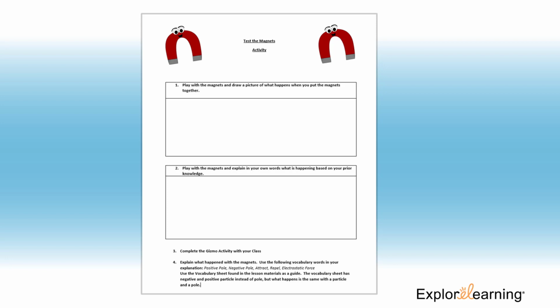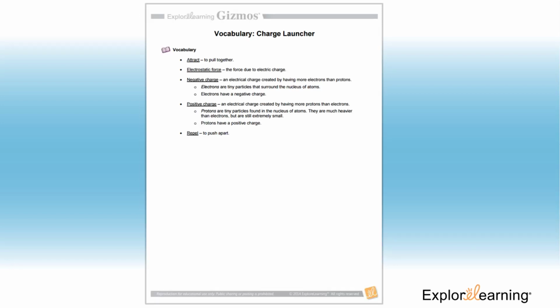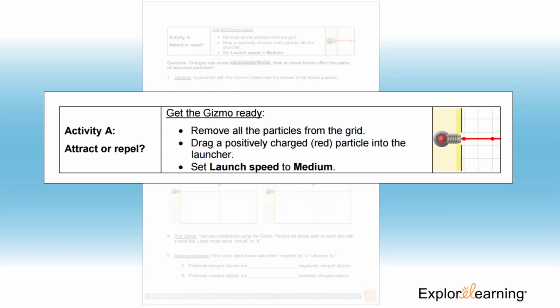After doing the gizmo, you can ask your students to write a paragraph describing what happened with the magnet, using the vocabulary sheet from the lesson materials as a guide. I use Activity A in the Student Exploration sheet to ensure my students understand how particles behave. Students can work on the questions in pairs and then share the answers as a whole class activity.